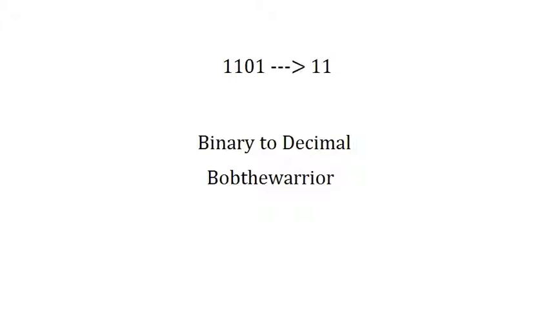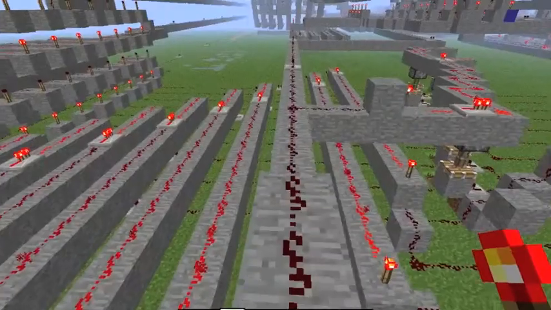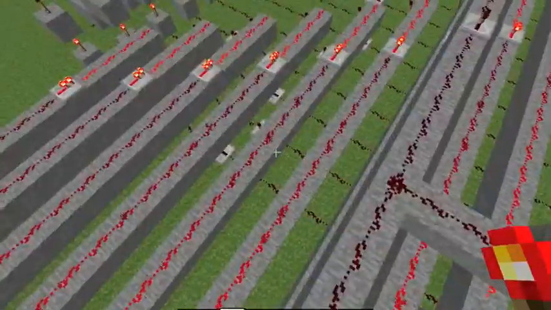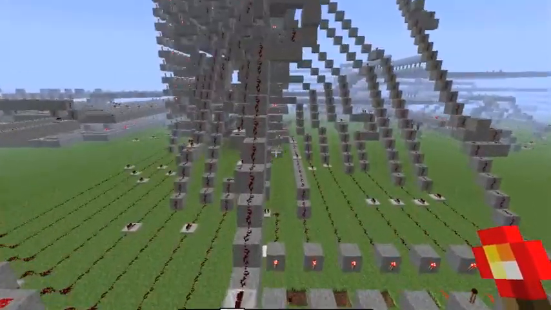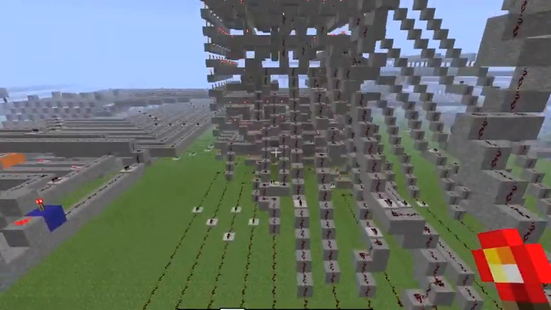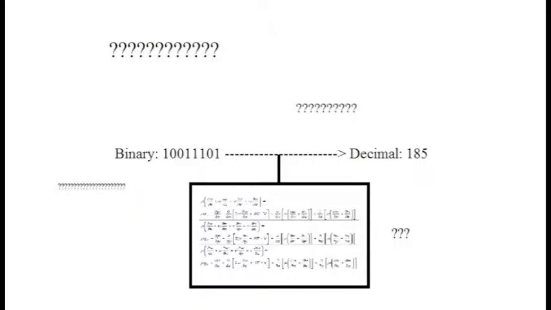So, this video is dedicated to those who want to know how I converted binary to decimal, which I'll get to here in a second. What I want to explain about these things is that there may be more elegant systems, but this is probably the simplest answer that I can provide.